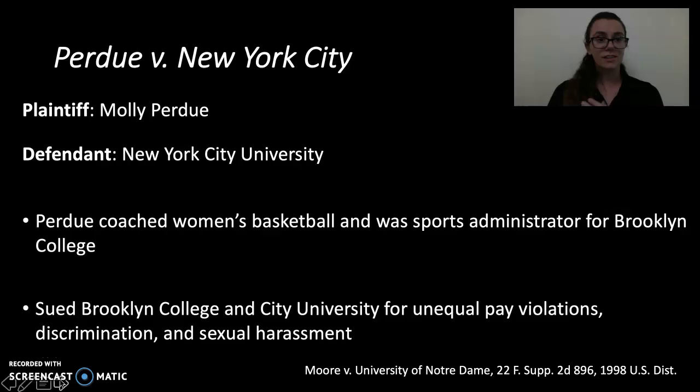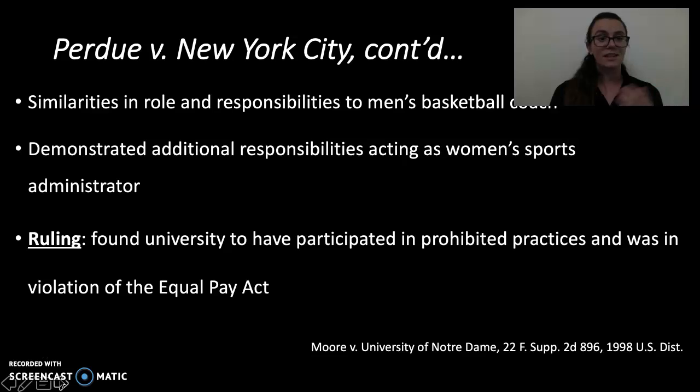Purdue versus New York City. This was Molly Purdue, who was a basketball coach for a women's basketball program at Brooklyn College, and she sued for unequal pay violations, discrimination, and sexual harassment. She was able to prove that she had the same similarities as her male counterpart, the male basketball coaches.